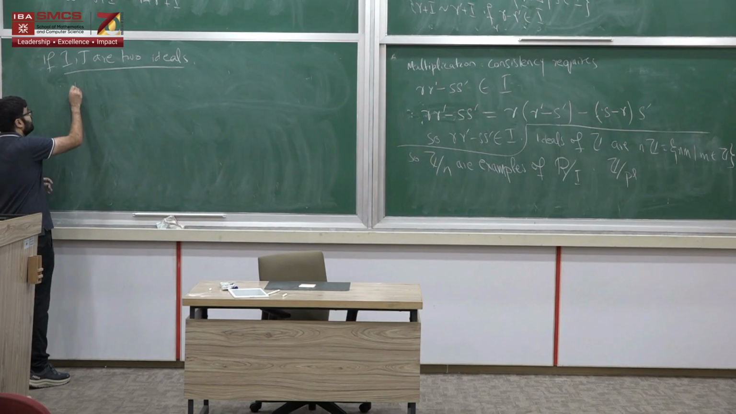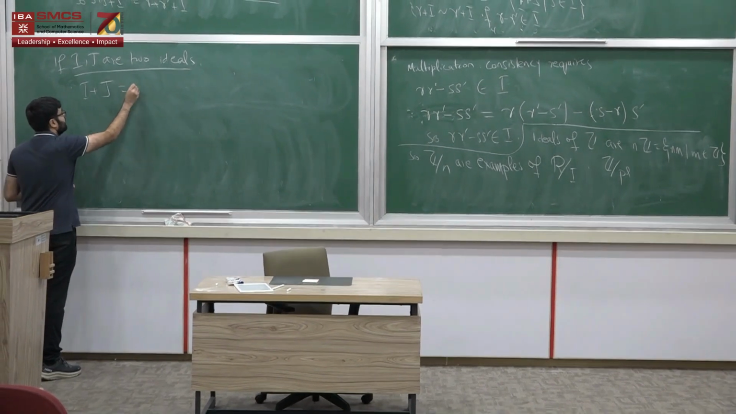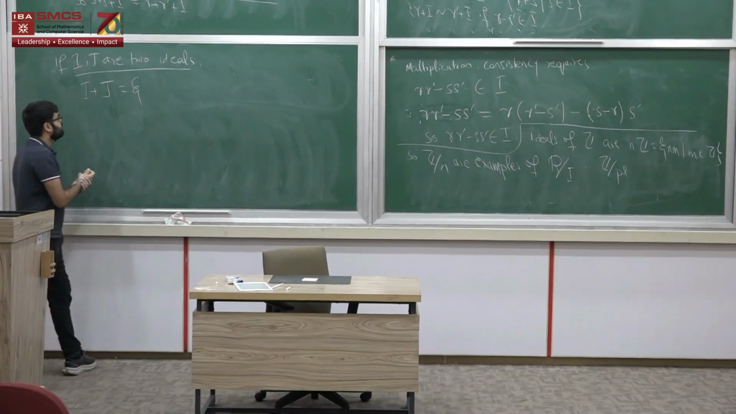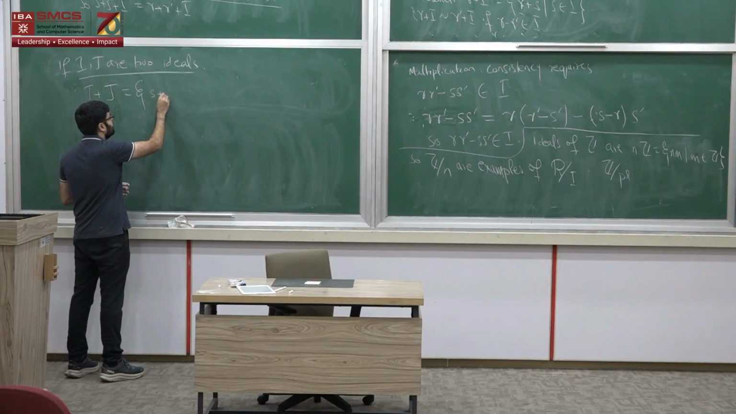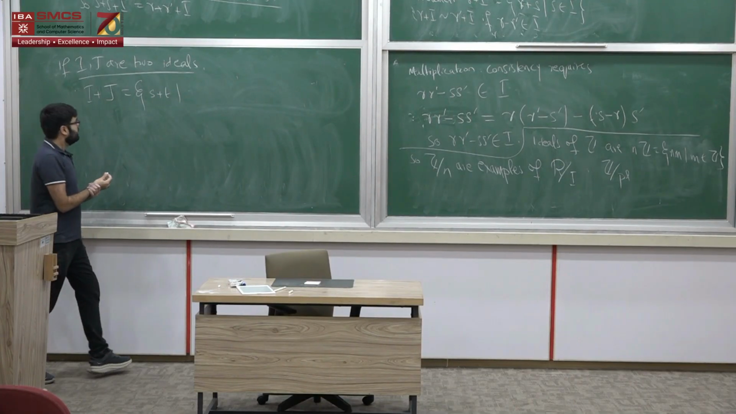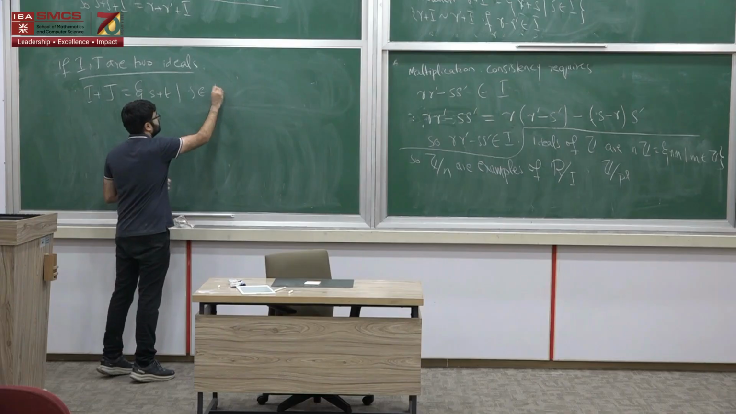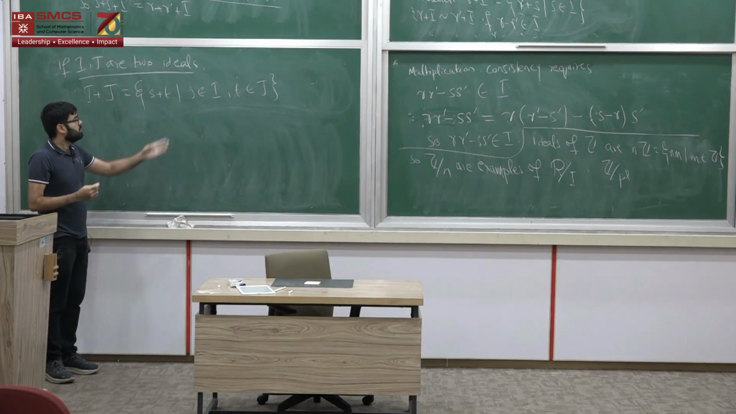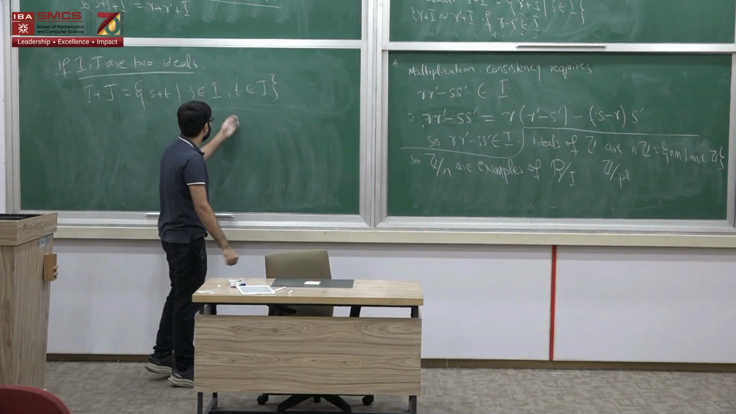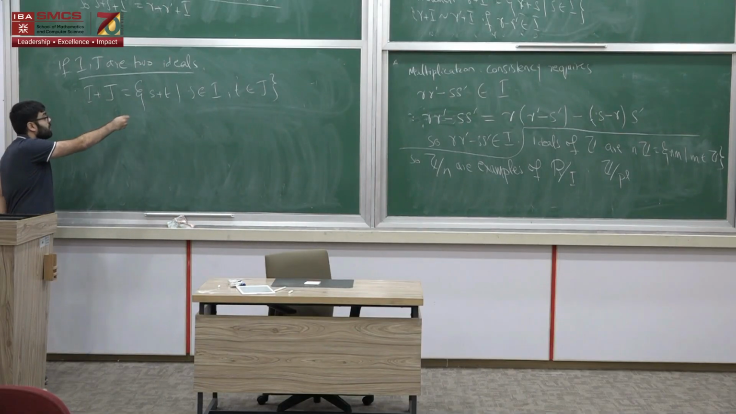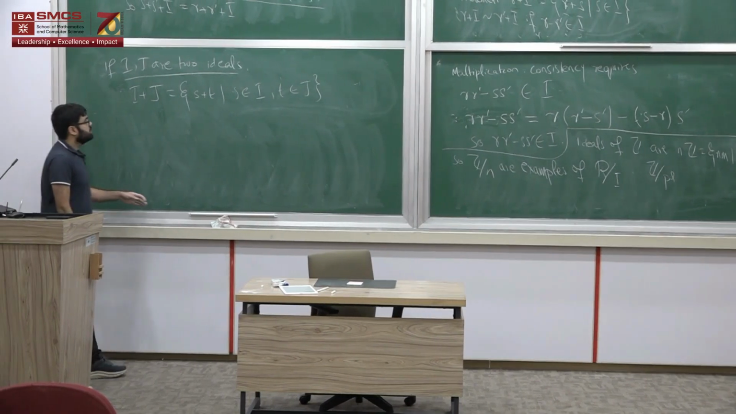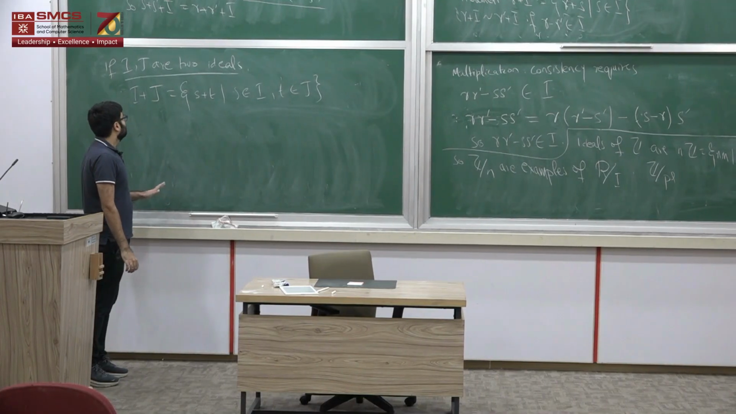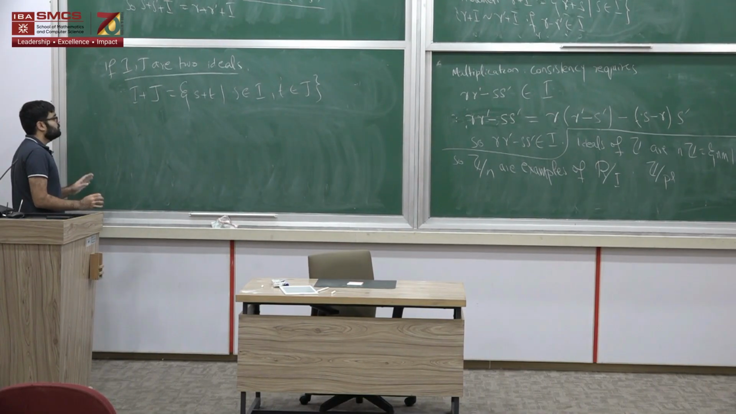So, this I plus J I can write as the set of S plus T, where S belongs to I, T belongs to J. So, it is like, take all possible sums of elements of I and J, and this is an ideal. It is pretty easy to show, and so I will not go through this.